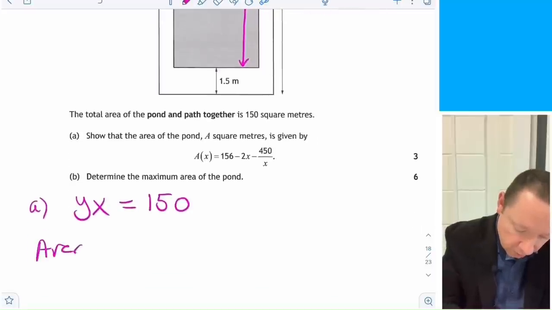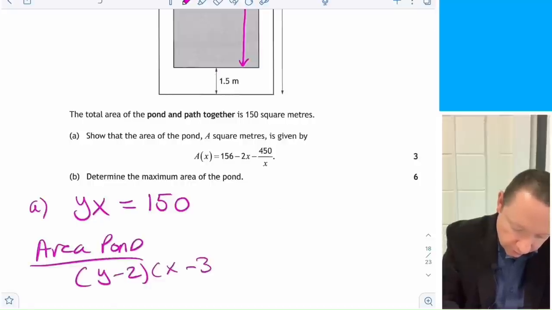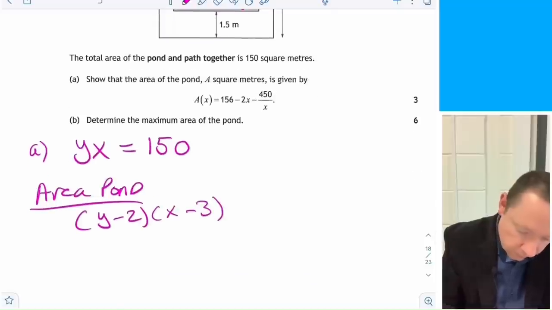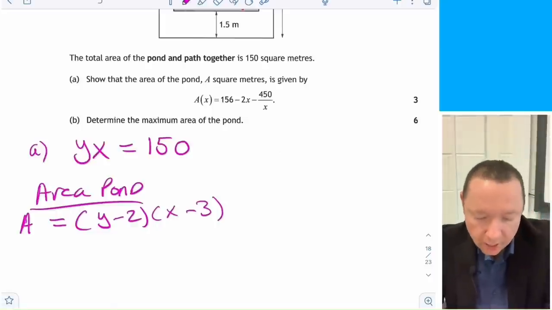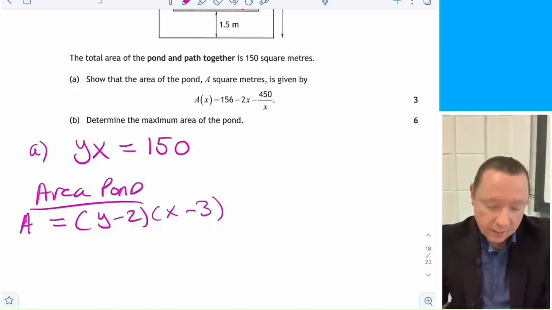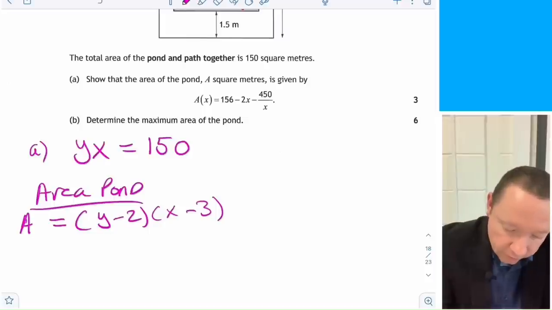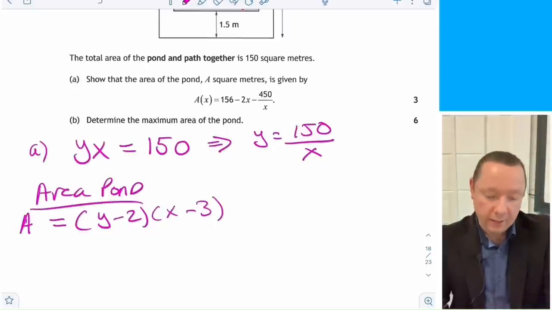So the area of our pond, y minus 2 times x minus 3, we'll call that A. Now notice there's y in here, but our question doesn't have any y's. But we know that y times x equals 150, so y is 150 over x. Keep that in mind, because we can substitute that in for y later on.